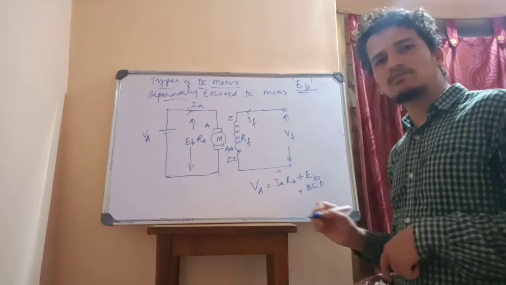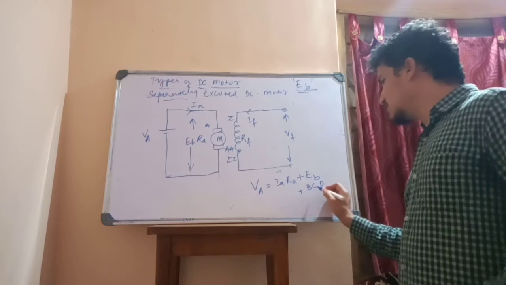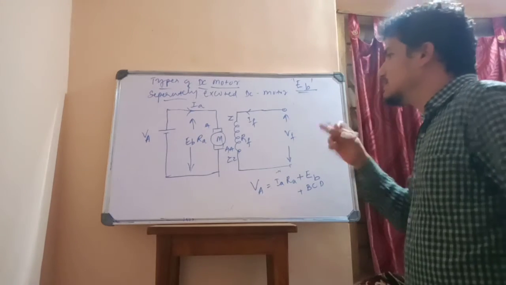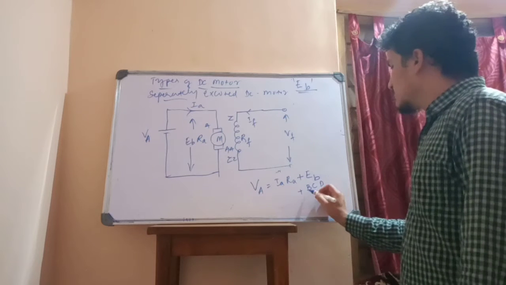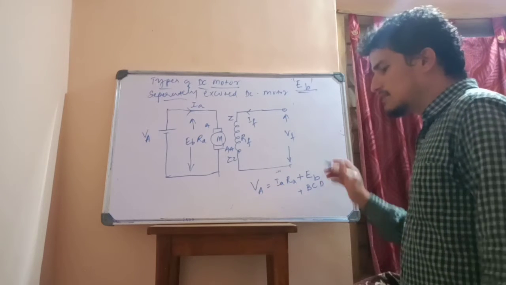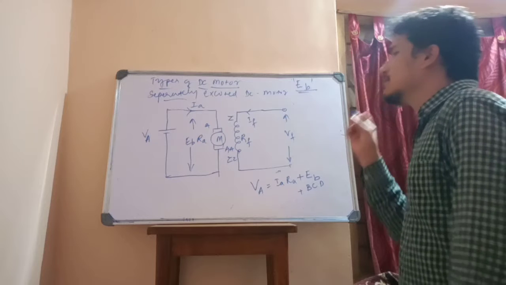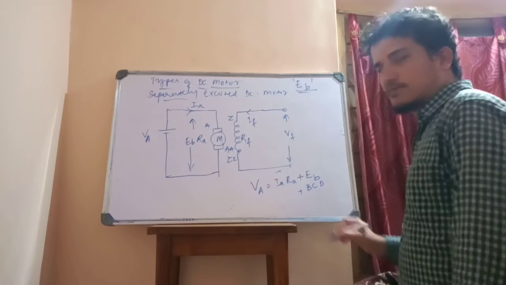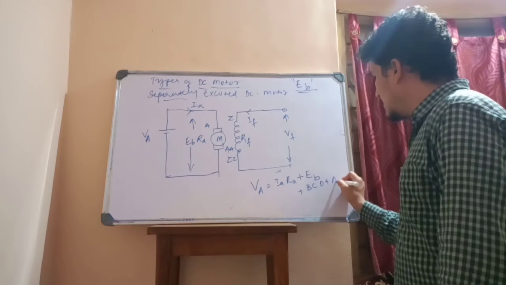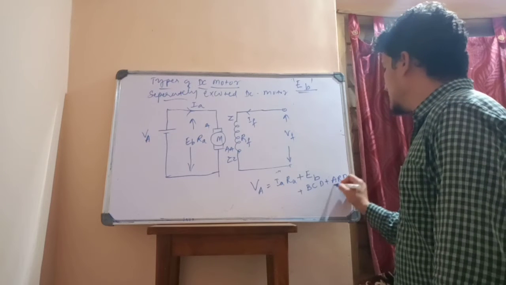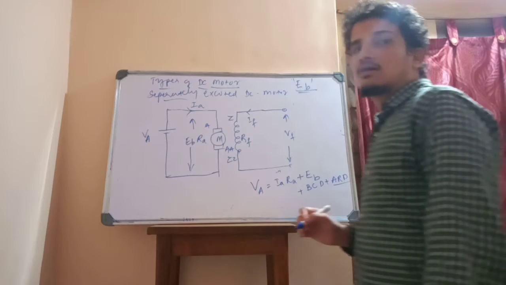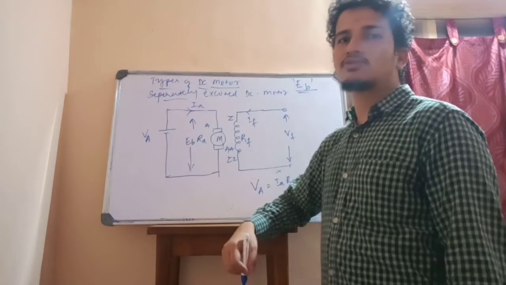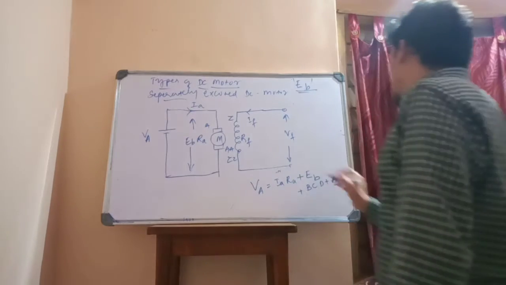BCD. What is this BCD? Brush contact resistance drop. Due to the brushes that slide on the disc of the slip ring, there will be a contact drop. There is some drop in the voltage due to the brush contact resistance, that is BCD plus ARD. What is this ARD? Armature reaction drop. There is a phenomenon called armature reaction due to which there is a drop.